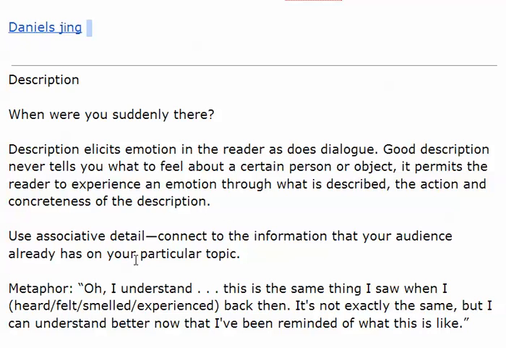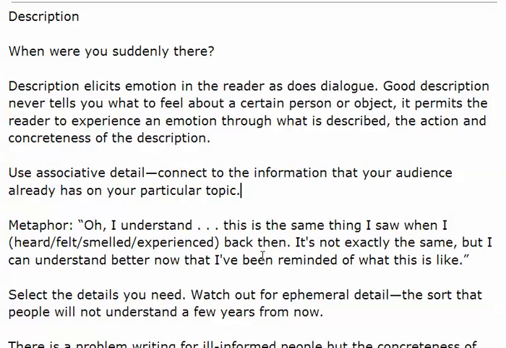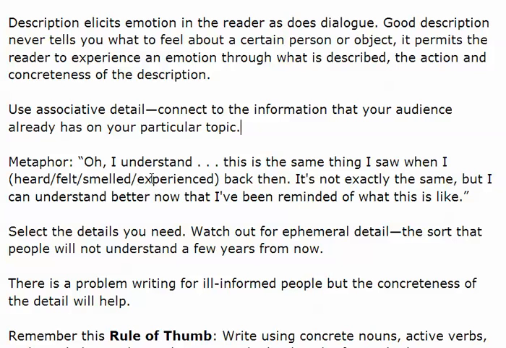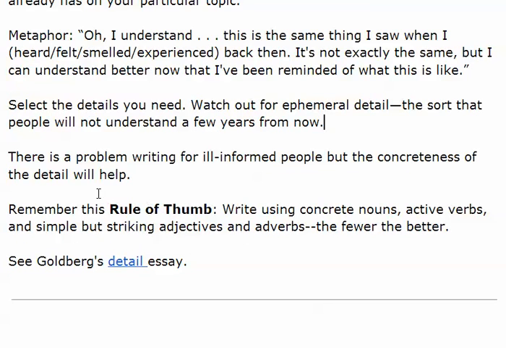So use associative detail. Connect to the information that your audience already has on your particular topic. Use metaphor. Oh, I understand. This is the same thing I saw when I heard about that experience back then. It's not exactly the same, but I can understand better now that I've been reminded of what this is like. Okay? Select the details you need. Watch out for the ephemeral detail, the sort that people will not understand a few years from now. And there is a problem writing for ill-informed people, but the concreteness of the detail will help.